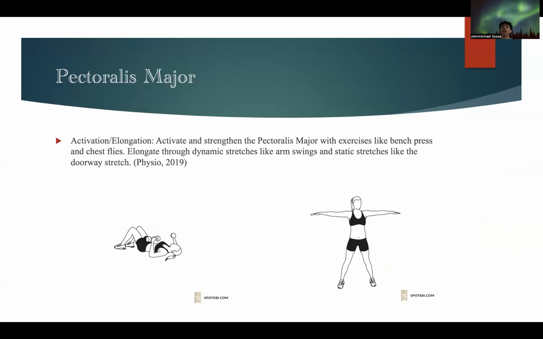Moving on with the activation and elongation section. To activate and strengthen the pectoralis major, you want to perform exercises such as the bench press and chest flies, which target the pectoralis major. In order to elongate this muscle group, you will want to perform dynamic stretches like arm swings and static stretches like the doorway stretch.